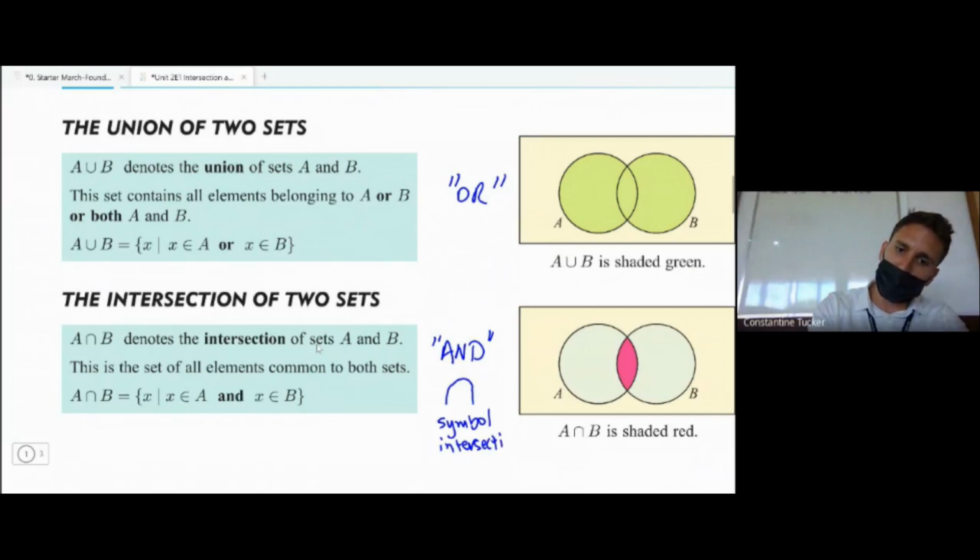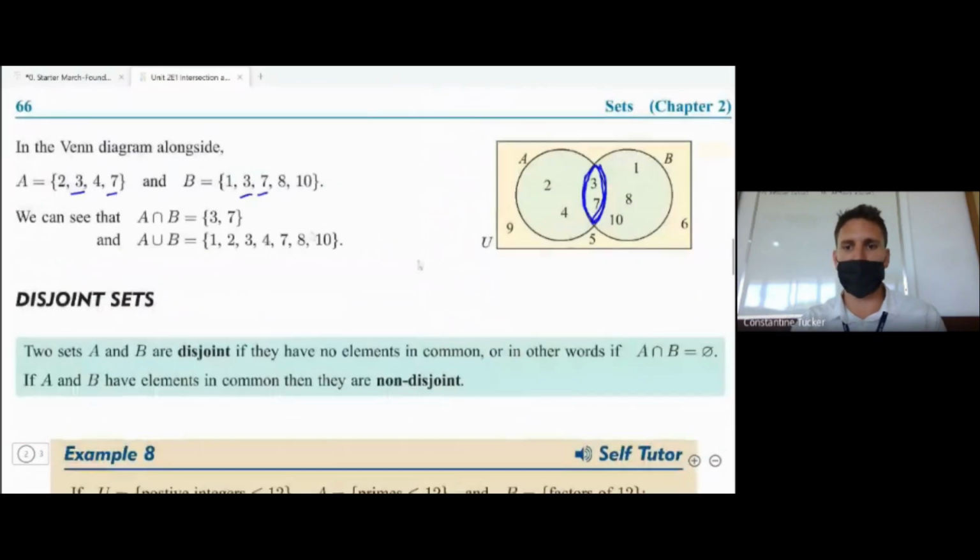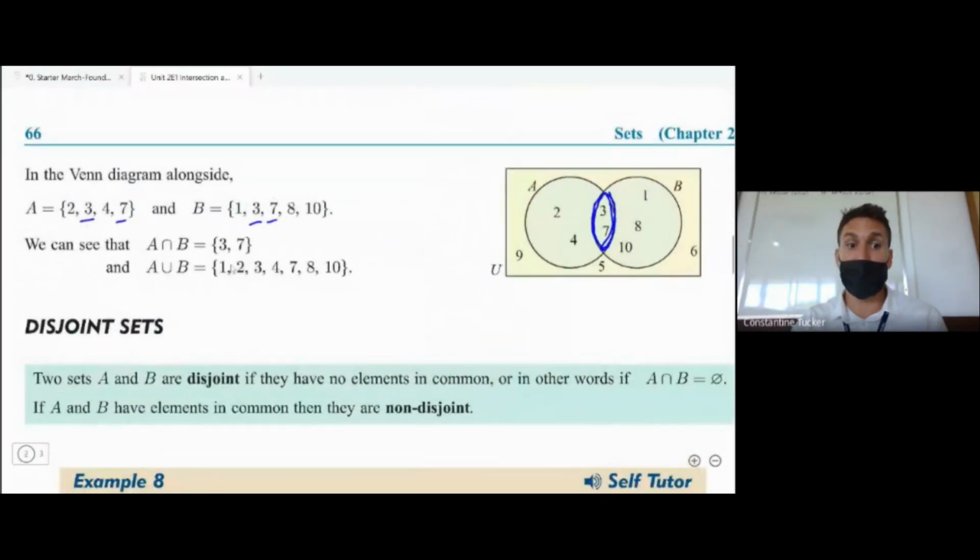And for the union is the big letter U. So this is the symbol for the union. It's actually bigger than a U. It's a symbol, but it's obviously taken from that first letter of the word union. So coming back to this, the intersection is 3 and 7, and the union is basically everything together, everything included.